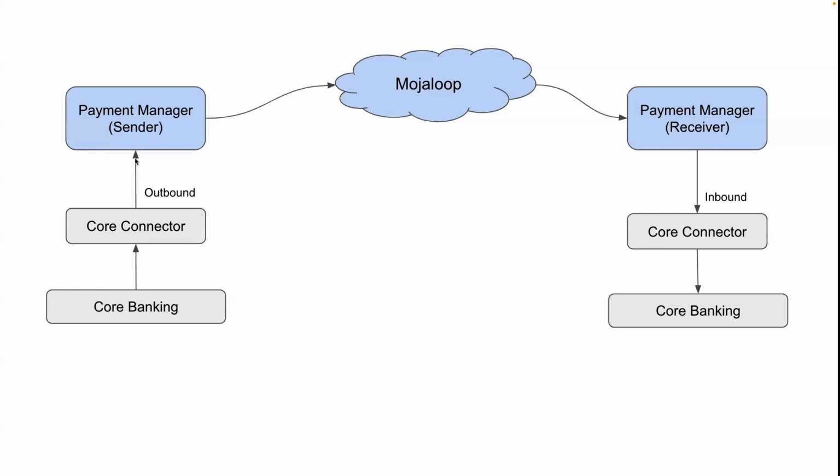In case of the sender, this core connector here should support the outbound API calls. In case of the receiver, this core connector here should support the inbound API calls. So to act as both sender and receiver, a core connector should support outbound and inbound API calls provided by the Payment Manager API specification.